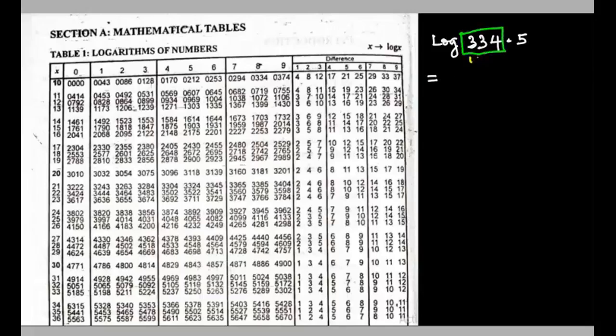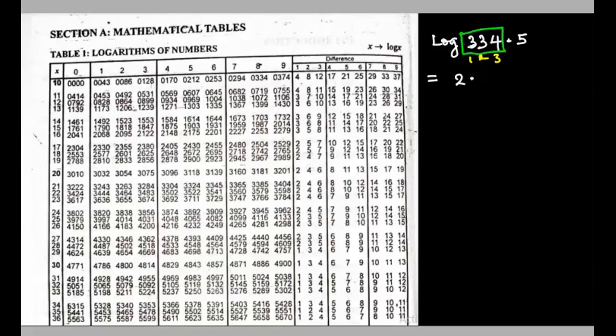It has 1, 2, 3. Yes, the whole number 334 has just 3 digits. So do a minus 1, and I will have 3 digits minus 1. That should be 2. So I'll have 2 point something. Now the same thing, go to your logarithm table.